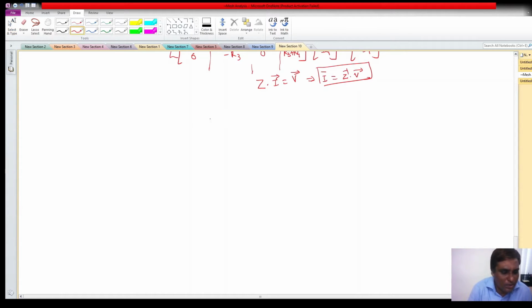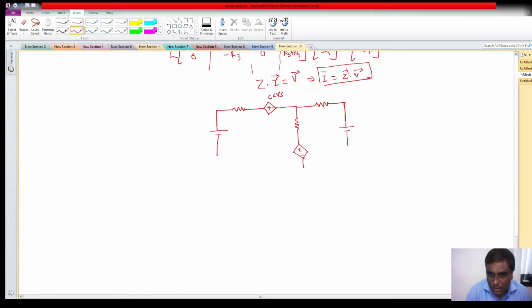Let me draw the network again, something like this. This is my R1, this is a dependent source, a current controlled voltage source. And this is R2, this is also a current controlled voltage source. This is R3, and this will be my battery connected like this.